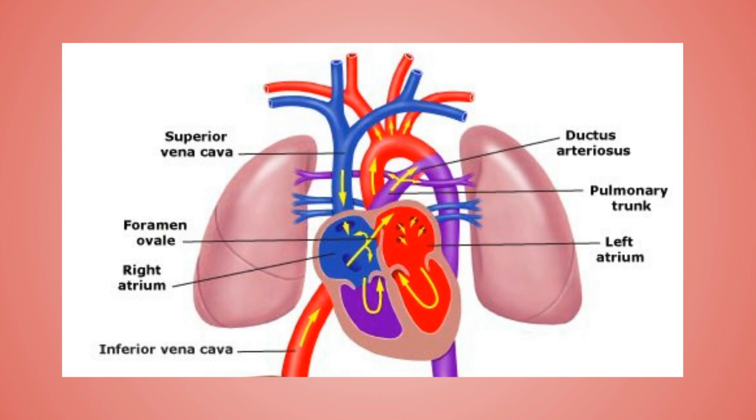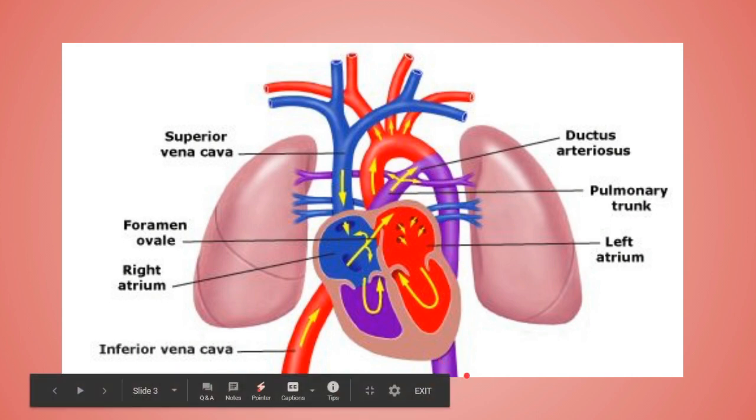Now what will happen? Mainly this comparatively less pure blood will enter through this ductus arteriosus and go towards the descending part of the aorta. Okay, and this less pure blood will supply the lower part of the body, including the legs and all this stuff in the lower part of the body.